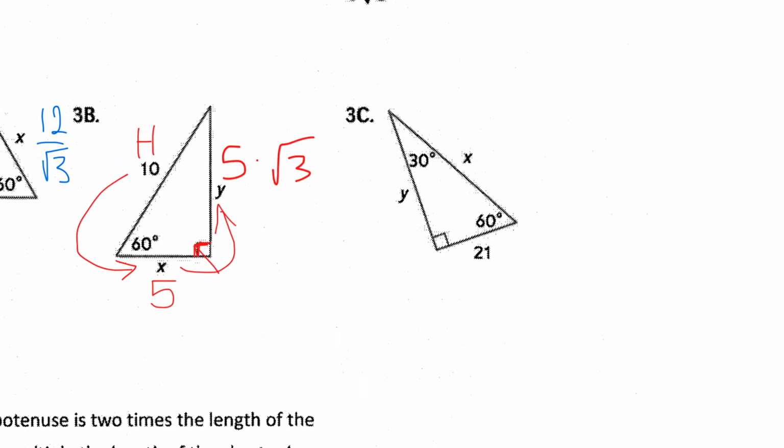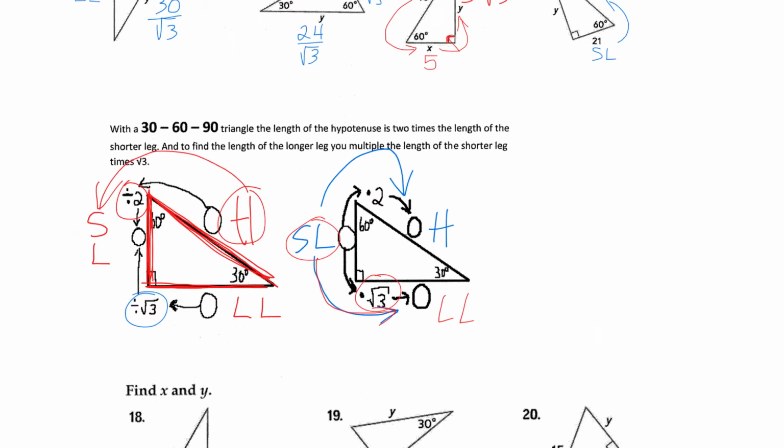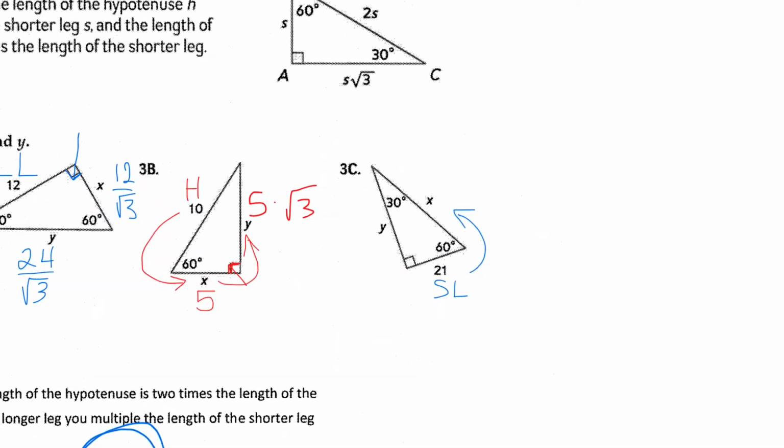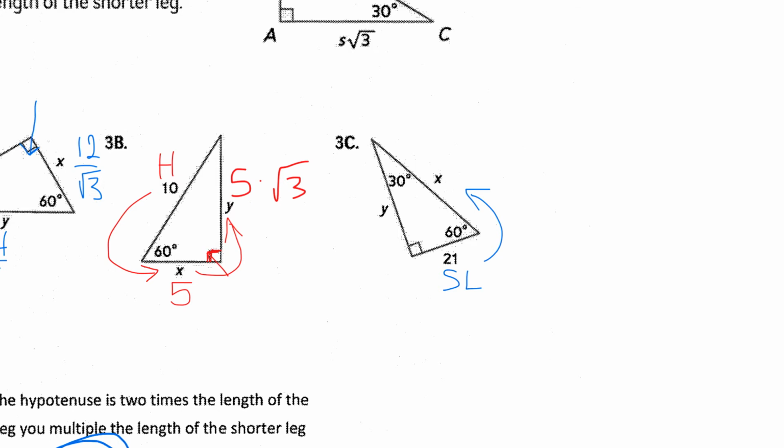Okay, on 3C, that 21. Is that the short leg, long leg, or hypotenuse? This is the short leg. Okay, so from the short leg to the hypotenuse, what do we do? Right here, from the short leg to the hypotenuse, what do we do? Times 2. It's double. Right, so 21 times 2 is 42.